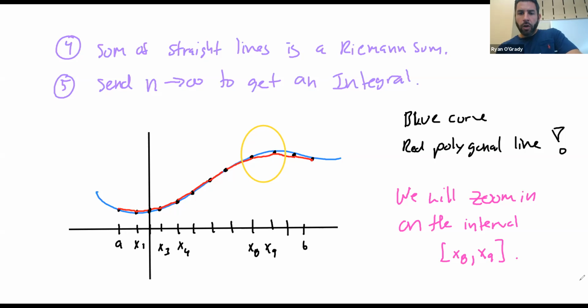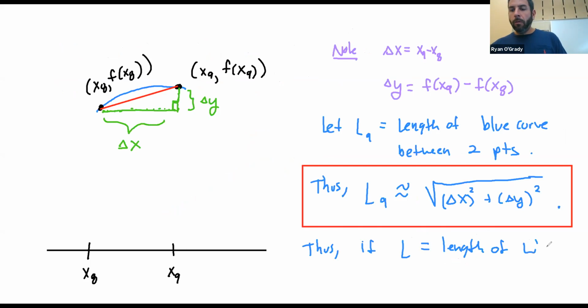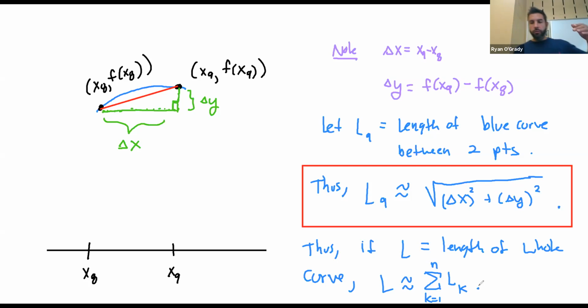Okay, so let's write that down. Thus, if L equals the length of the curve, then L should be approximately the sum of L sub k's, where k goes from, say, 1 to any number n you want to go to. Maybe we go to 10, maybe we go to 11, maybe we go to 1,000.